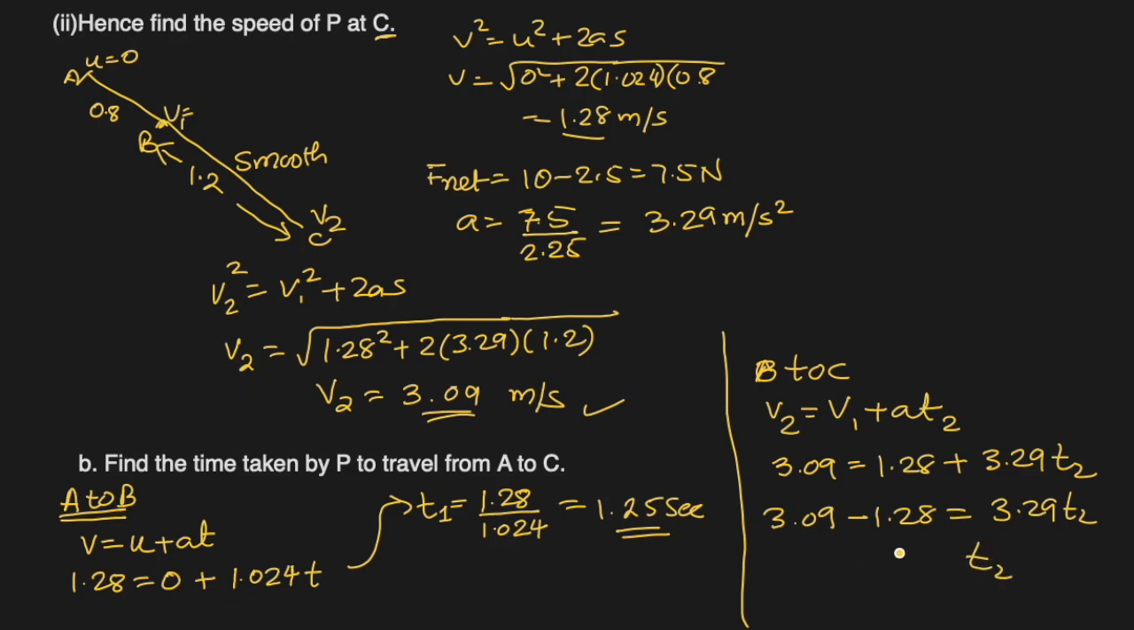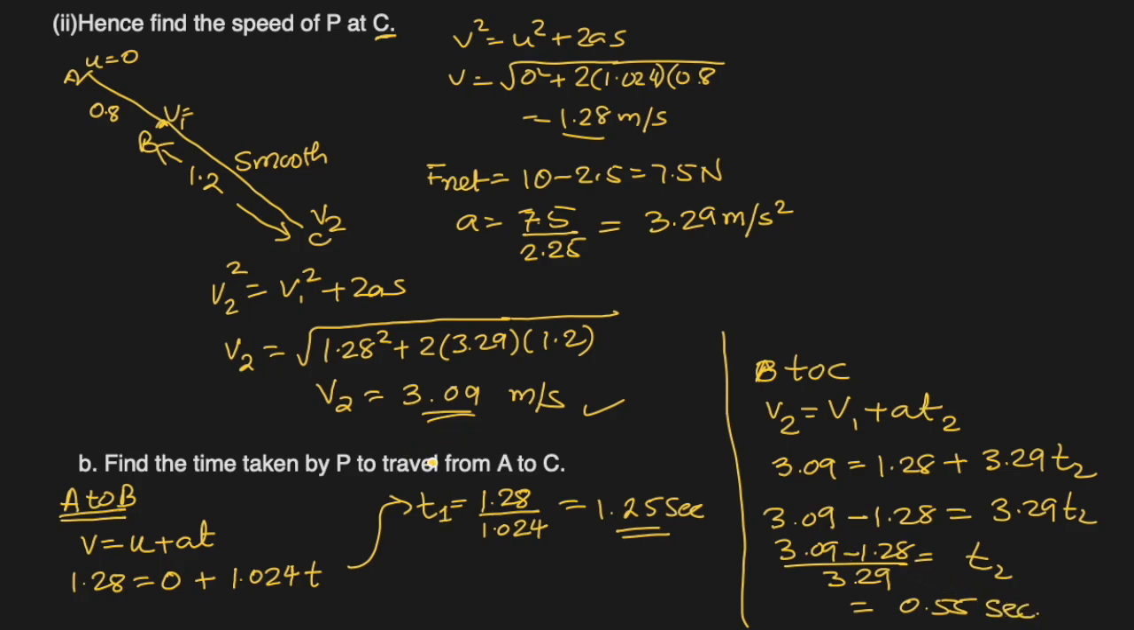So T2 is 3.09 minus 1.28 divided by 3.29, and that comes out to be how much? 0.55 seconds approximately.